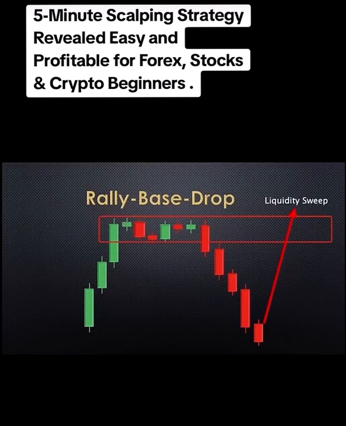from retail traders who have placed their stop losses just above the zone. This triggers a strong drop, exactly the move we want to catch as scalpers.